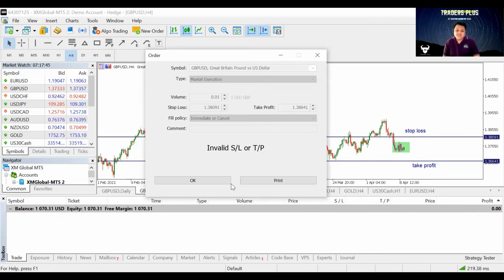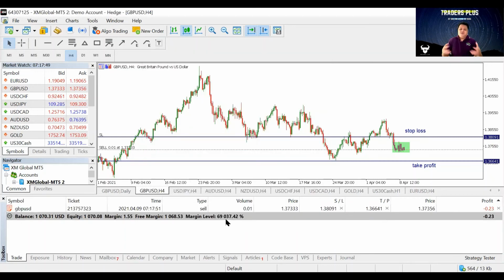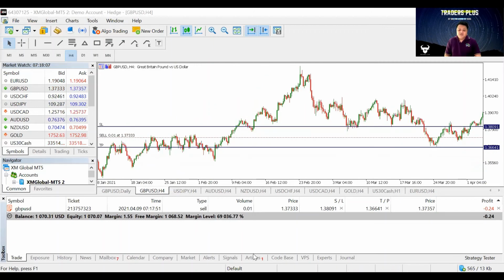This is 36. Okay, my mistake. 36641. Okay, sell. There. So pardon the error. Live tayo. I will not reshoot just for that. So meron na siyang SL at meron na rin siyang TP. Okay, natakpan lang, but let me move the chart. There you go. So meron ka ng SL, meron ka ng TP.